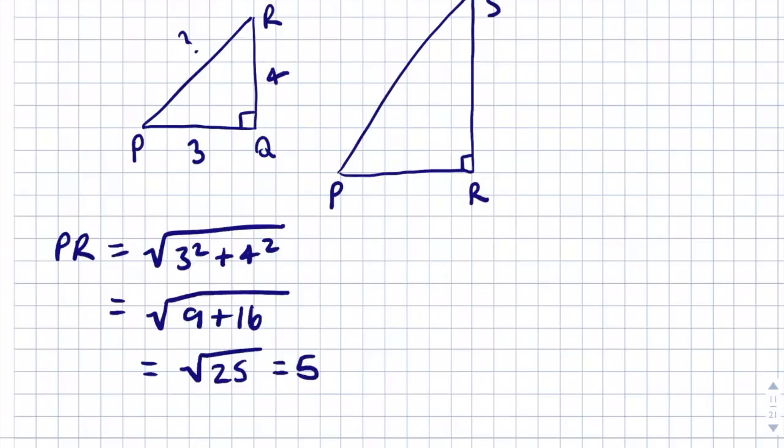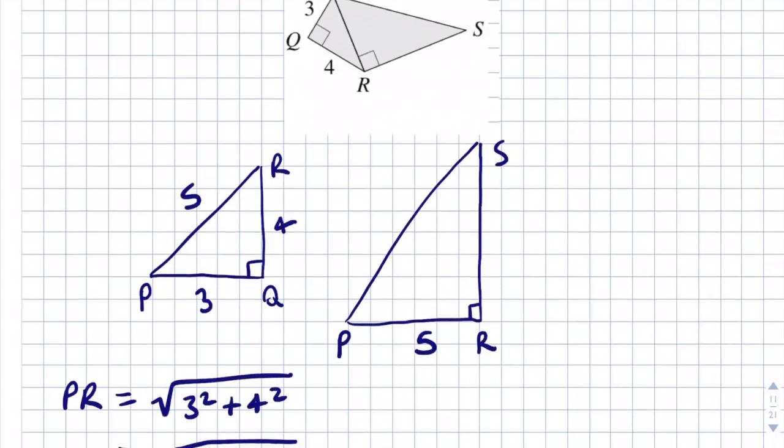Okay, so this length is 5, so it means that this length is also 5. Now, for two triangles to be similar, what it means is all of their angles are the same, but their lengths can change. So what that means is each of these lengths, the hypotenuse, the base, the height of the triangle PRS is proportional to the triangle PQR.